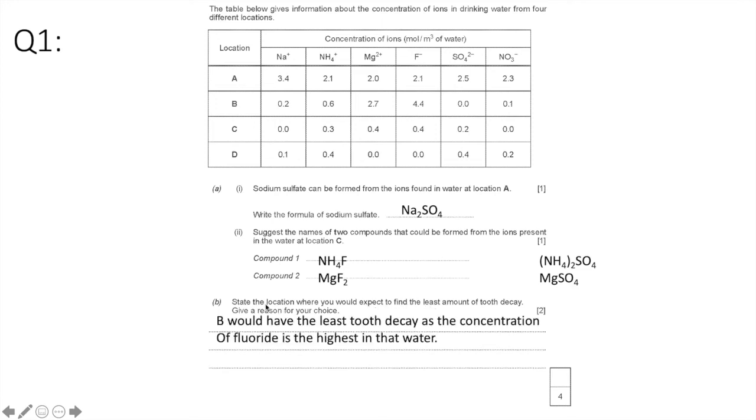The next question is to state the location where you would expect to find the least amount of tooth decay. Give a reason for your choice. You'd have to go with B, because this contains the highest concentration of fluoride.